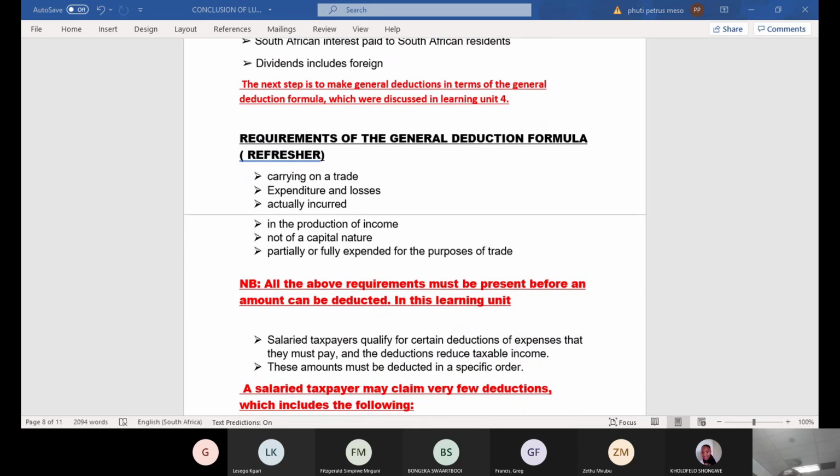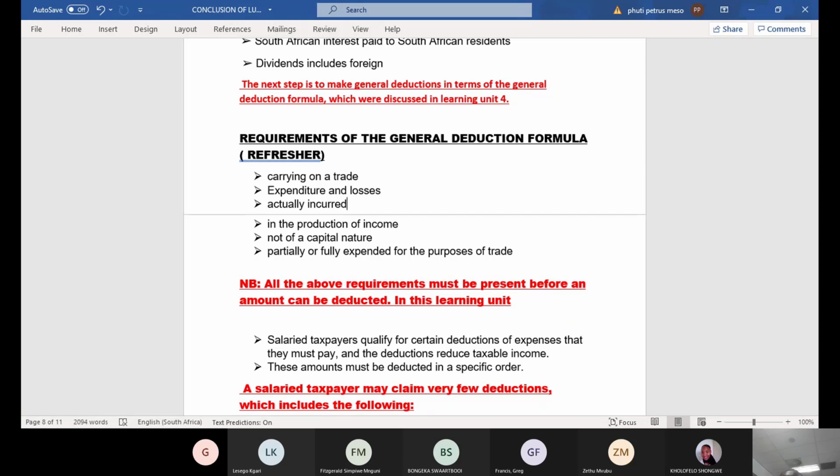Right, and then let's get back to the requirements of the general deduction formula. I'm still going to say that it's a refresher if you've been with me from the beginning. You need to know this. Don't say I didn't say that, because you will remember me when you're writing your exam. It can come up as part of your definitions and they can mismatch, but if you don't know it as part of your multiple choice questions, then you will have a problem.